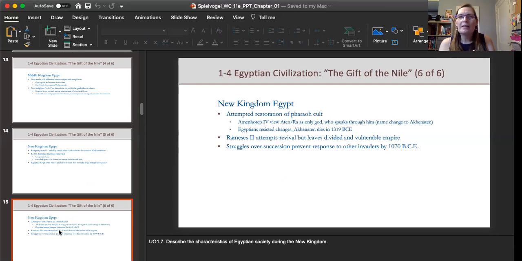And whether it was the one or the other, we do know this. He moves the capital. He insists everybody worship the Aten, the sun disk, and he leads a failed attempt at monotheism. After his death, his son, King Tut, moves back to the regular capital, reinstates polytheism, and is murdered shortly thereafter.